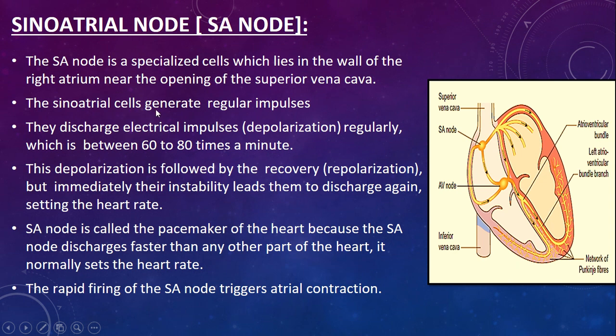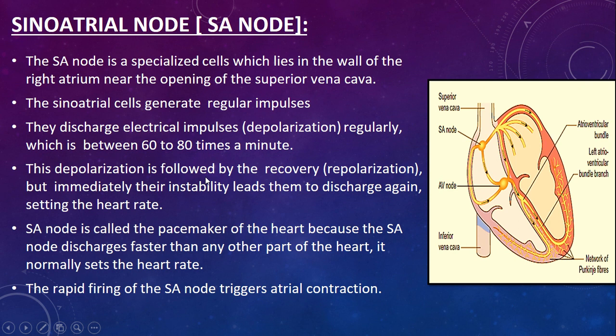The sinoatrial cells generate a regular electrical impulse. These are the ones which generate regular electrical impulses. Because of this only, the heart functions. They discharge electrical impulses, that is the depolarization. As I told you, electrical depolarization means the contraction. They discharge electrical impulses regularly, between 60 to 80 times a minute.